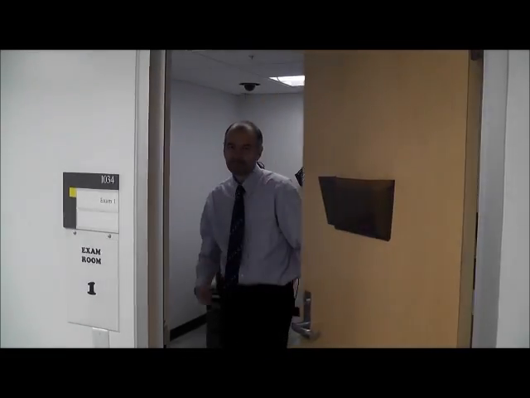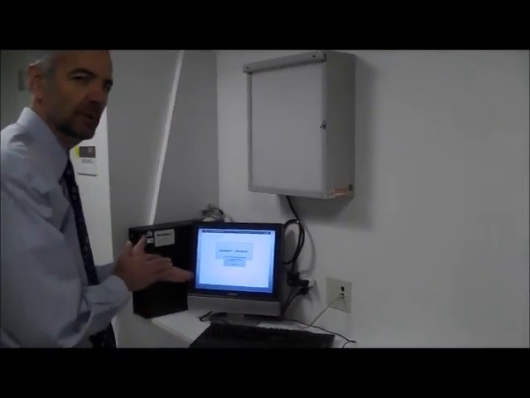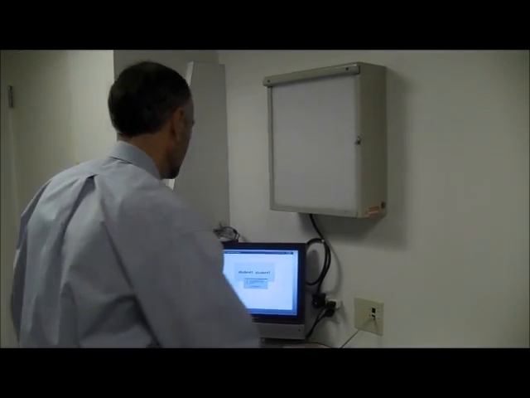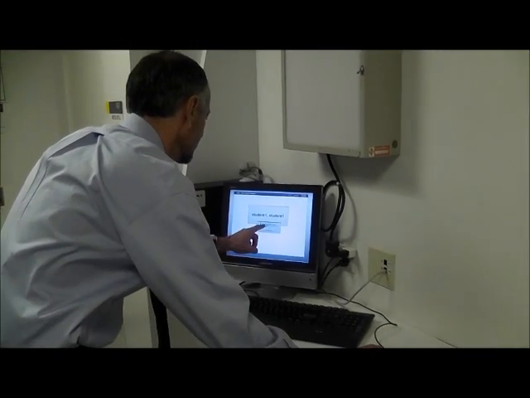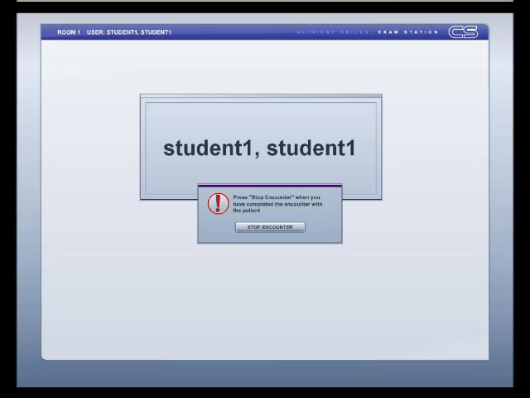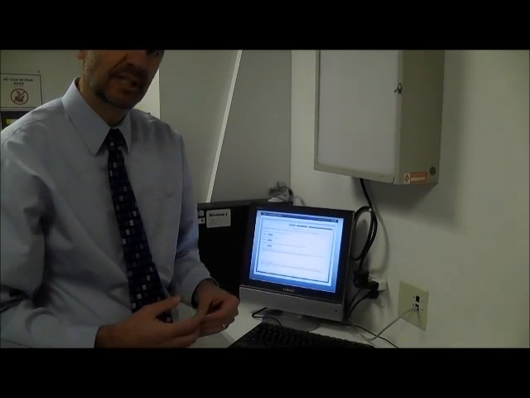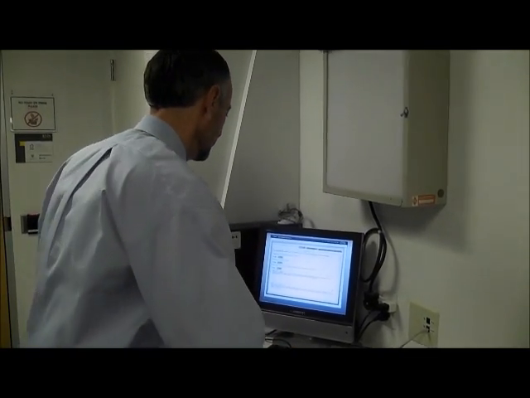You'll get several more announcements. If you get the last announcement, that goes something like, there's 5 minutes left in the station, all students will have to leave. So I'm done with the exam now, and what I do is I now go back to the computer and finish the encounter. So press stop encounter when you've completed the encounter with the patient. And now you're at what's called the post-encounter write-up part of the station.